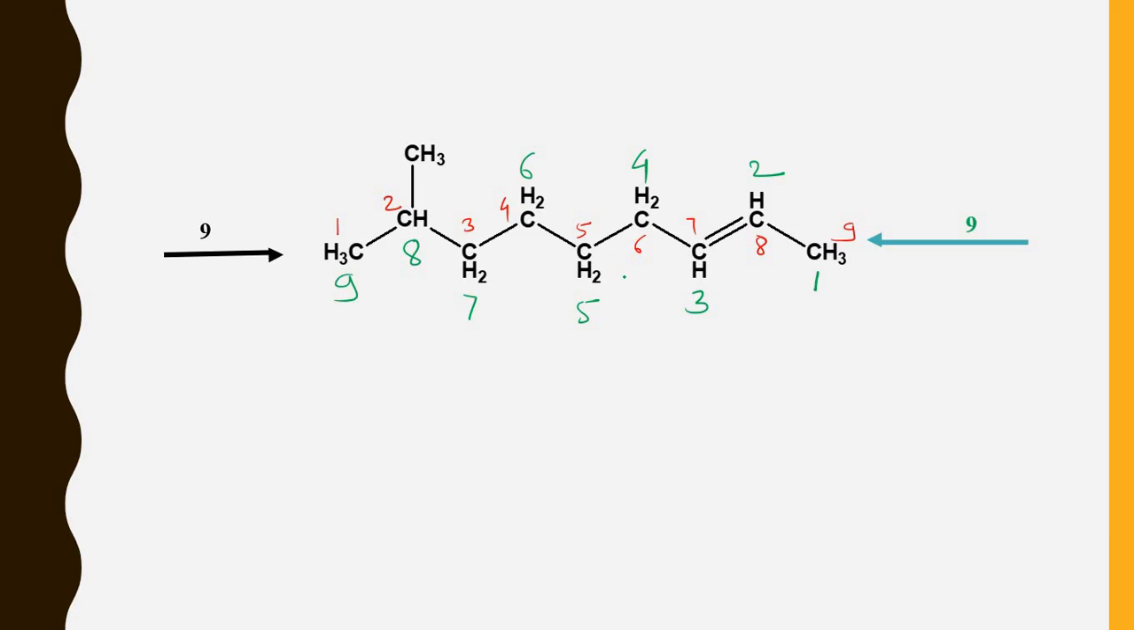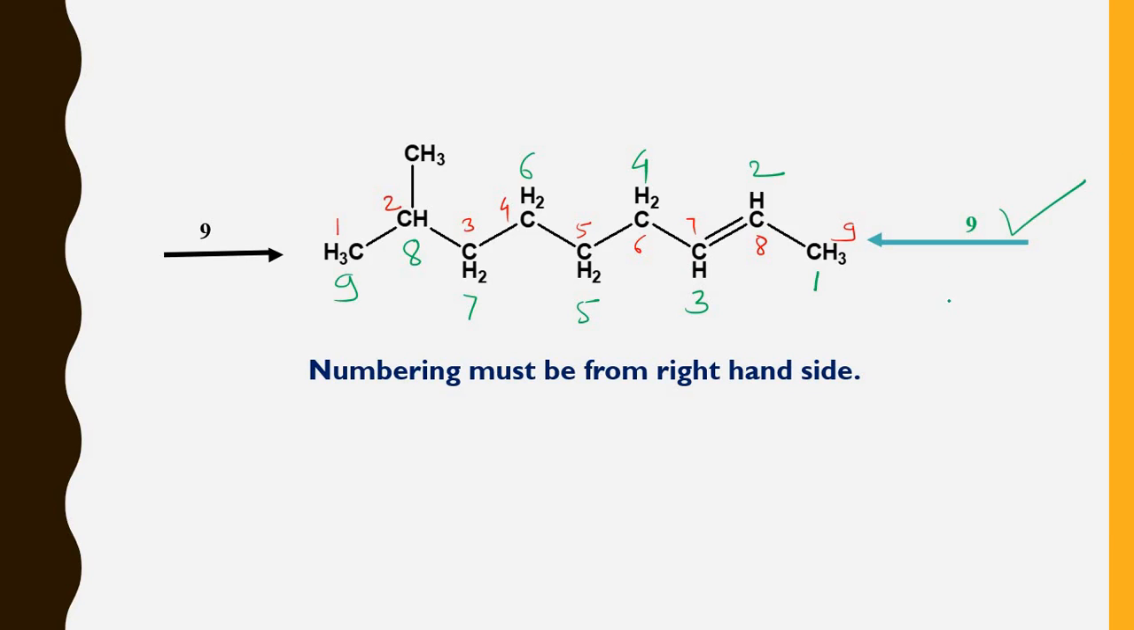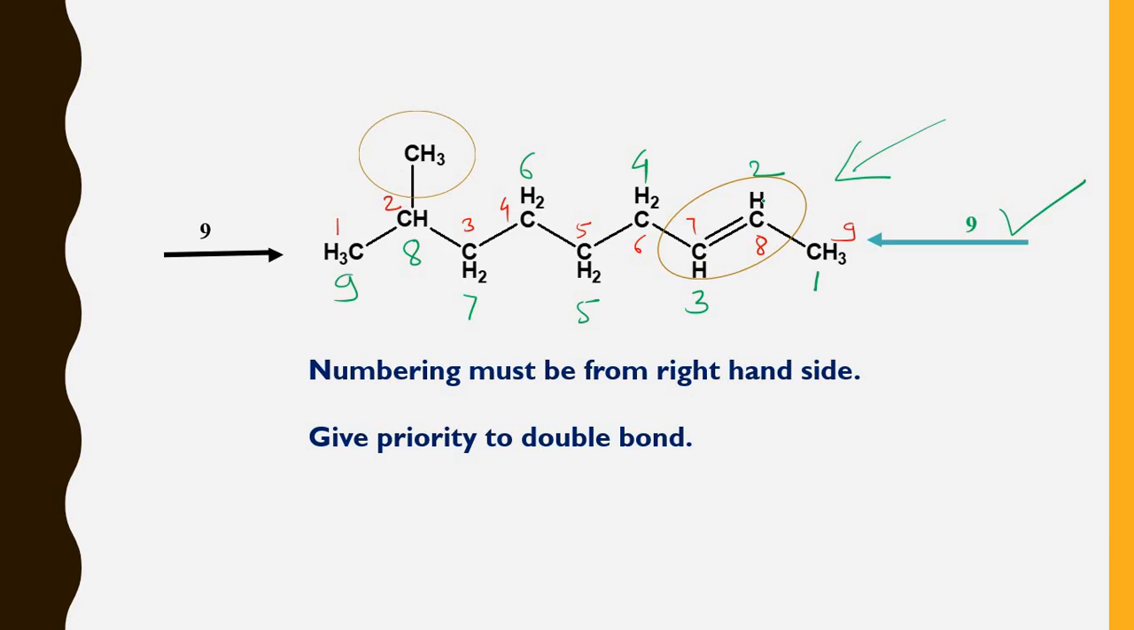That rule tells us that you have to give the priority to the double bond, and the double bond should occur at the lowest possible number. That's why the numbering must be given from the right-hand side. So this is the correct numbering which I have shown here in green color. Here, you see the priority that I have given to the double bond, because there are 2 substituents and the priority is given to the double bond and then the methyl group.